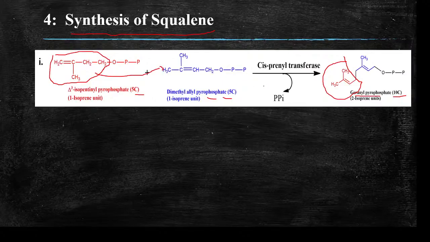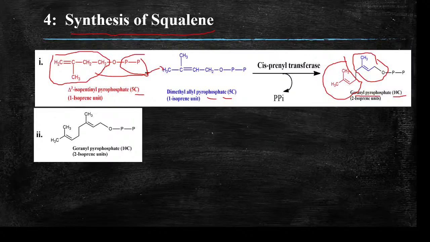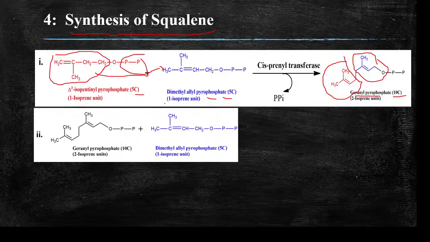Here 2 inorganic pyrophosphates, these PPIs are removed in the form of inorganic pyrophosphate. And the remaining 1, 2, 3, 4 and 5 is contributed by dimethyl allyl pyrophosphate. So here you have geranyl pyrophosphate, a 10 carbon containing unit, and this geranyl pyrophosphate again will combine with one more molecule of dimethyl allyl pyrophosphate.